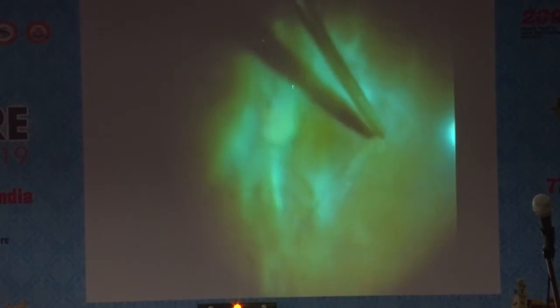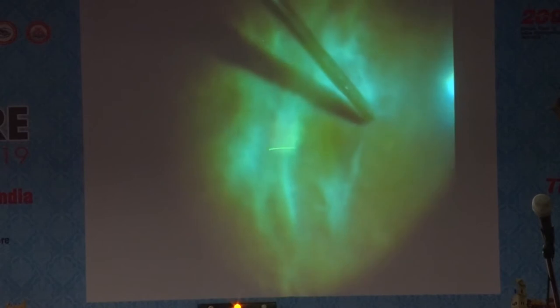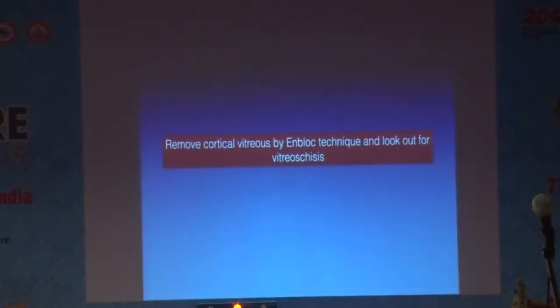This is just to highlight the point of vitreous. You see, there are two layers of vitreous. Here it is easy to identify because both the layers are opaque. Sometimes a very clean layer, a clear vitreous, remains, and you have to identify and remove both the layers of the vitreous. So the en bloc technique is important.